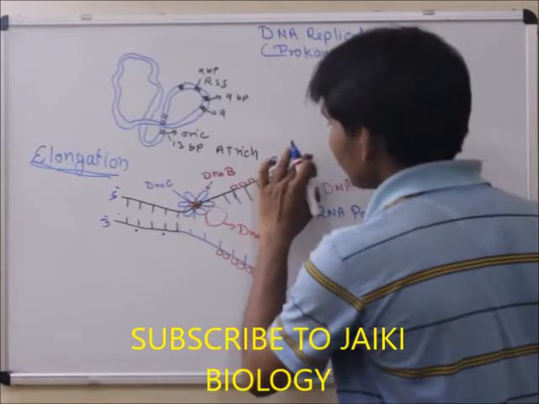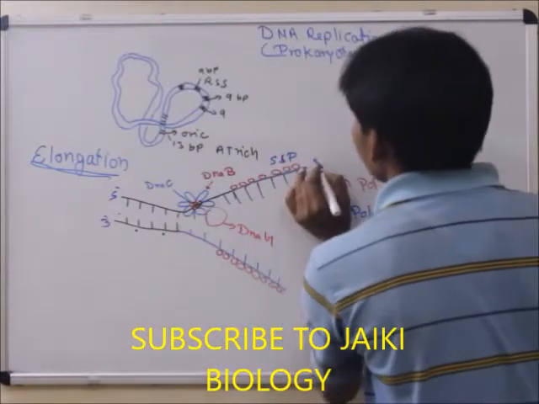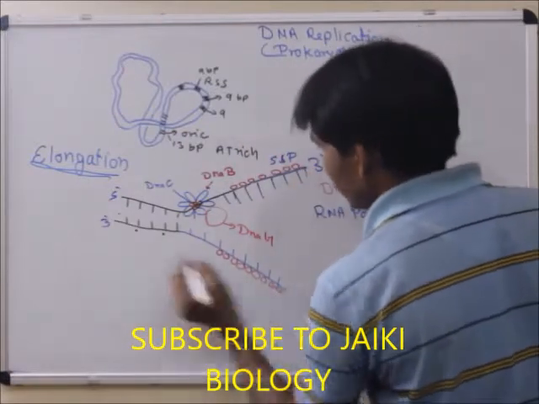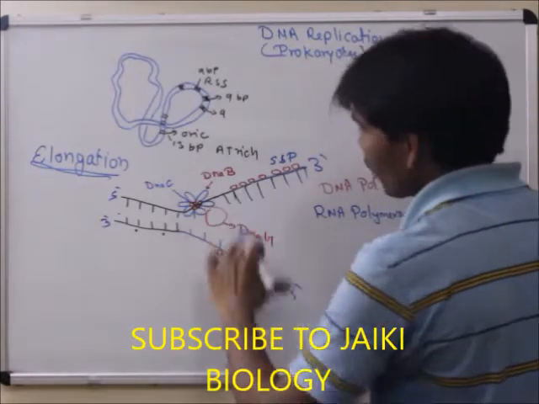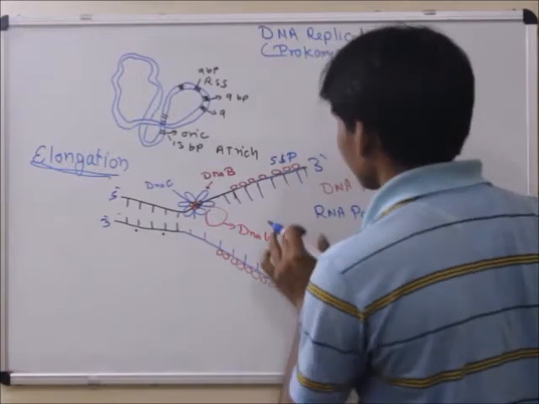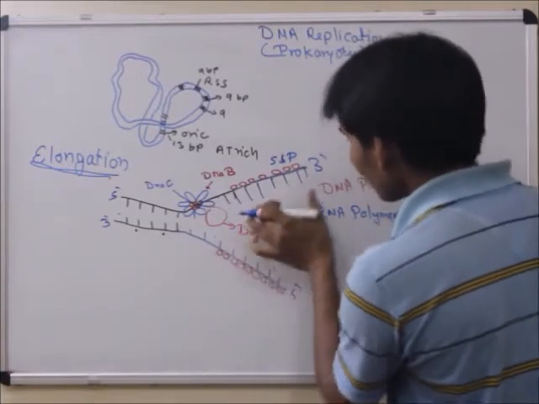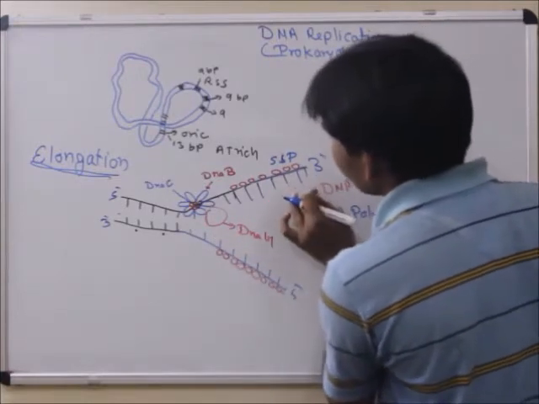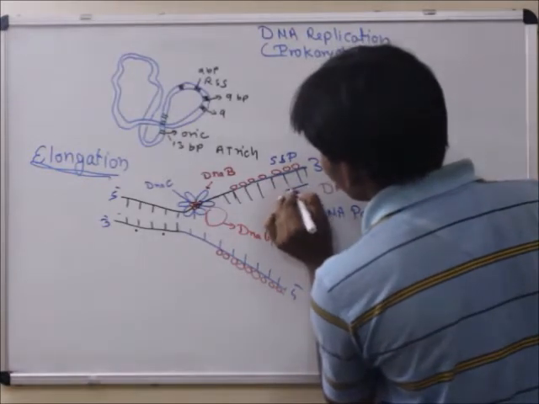So here you will see this is the 5 and this is the 3 end. This is also 3 and this is the 5 end. That is, they are opposite in direction. So this is the DNA polymerase III, that acts when the primer is attached.